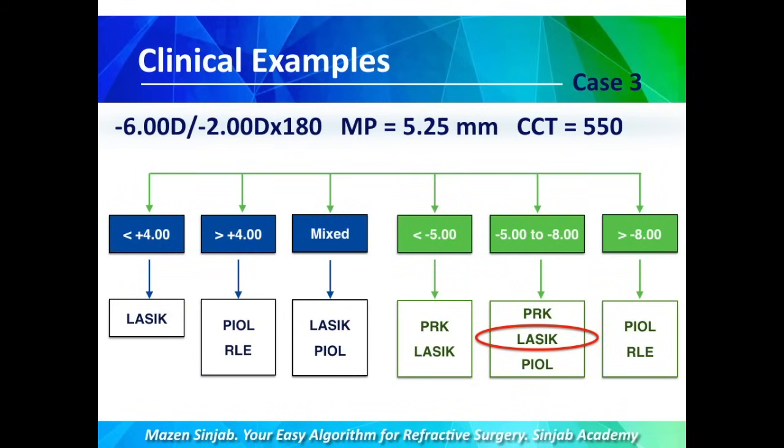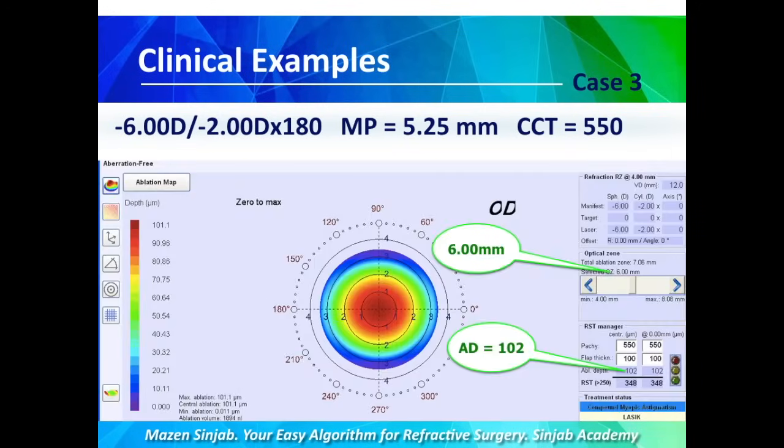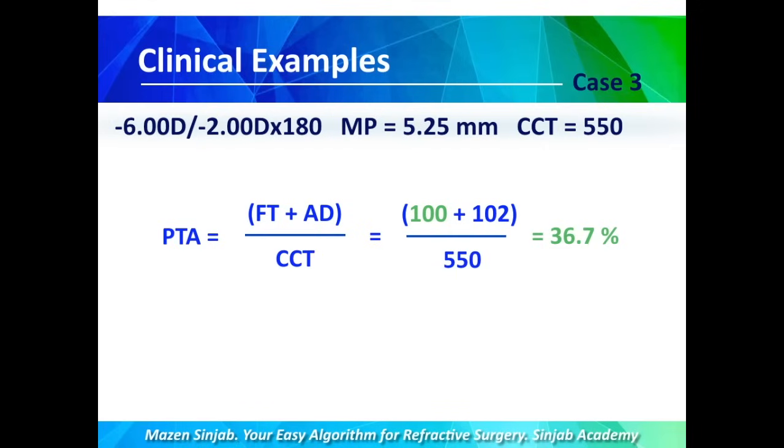If the option is LASIK, for an optical zone of 6 millimeter, the ablation depth will be 102 microns, and the PTA for a flap thickness of 100 microns will be 36.7%, which is accepted.